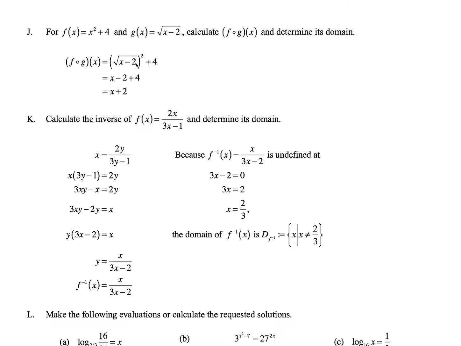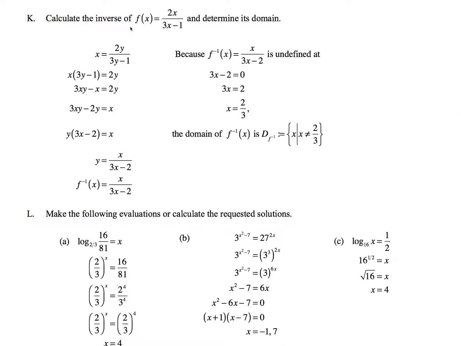The square root of a square cancels out. Those two operations cancel one another out. So this is just x minus 2. And then x minus 2 plus 4 is equal to x plus 2. The domain of this function is all real numbers. I didn't put that here. I will add that to the document that I will give to you in class and post online, but it's just a linear function, and the domain is all real numbers.